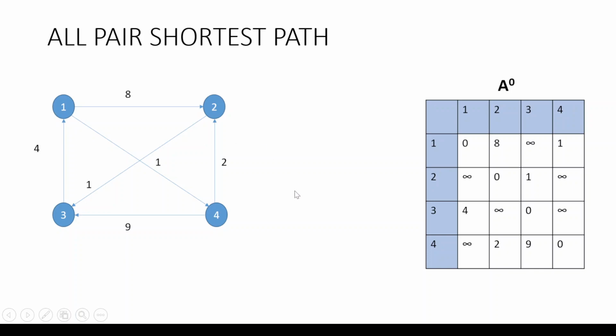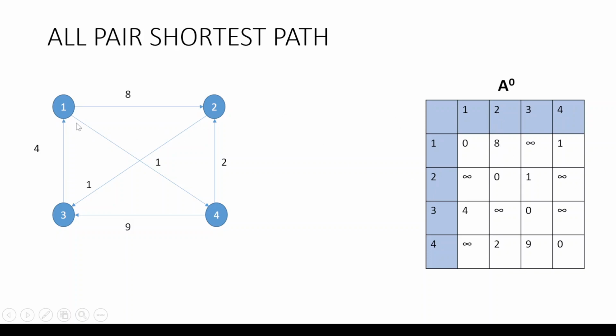Now for this we can make use of an adjacency matrix, and let us say that the initial adjacency matrix is represented here. This is my column number and row number which is highlighted. Now this is a directed graph. There is no self loop from 1 to 1, so the distance from 1 to 1 is 0. Now 1 to 2, there is an edge and the cost is 8. So I have mentioned here from 1 to 2, the cost is 8.